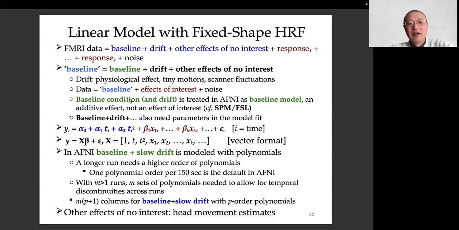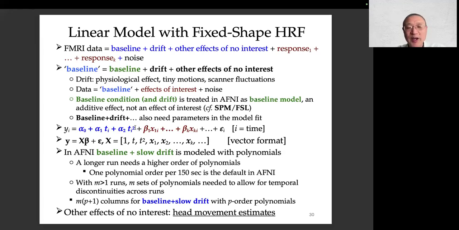One thing I would like to mention is how to model drift. I mentioned earlier that in SPM and FSL, they use frequency, right? They cut it off at 128 seconds. Anything longer than that, they consider as drift, using cosines, for example. In AFNI, we do it a little bit differently, though similar. We use polynomials, but one thing we need to decide is the order of the polynomials.